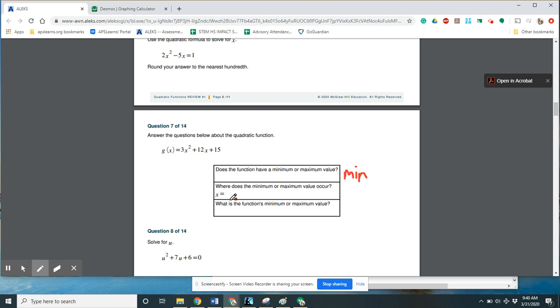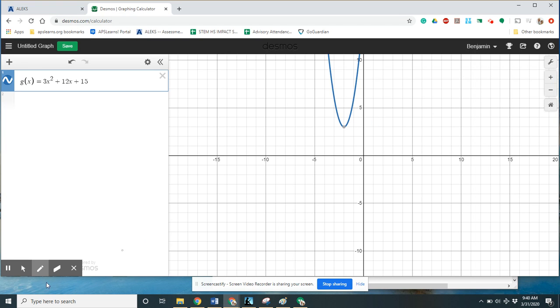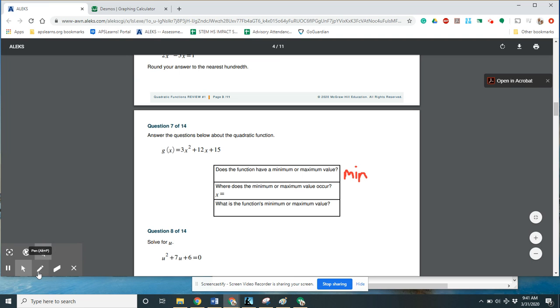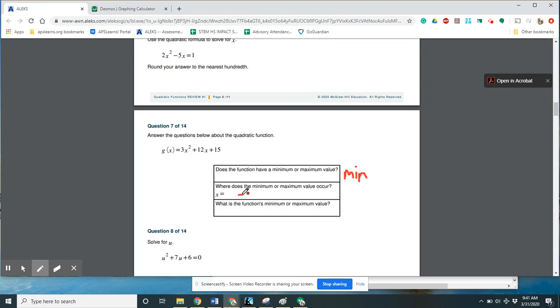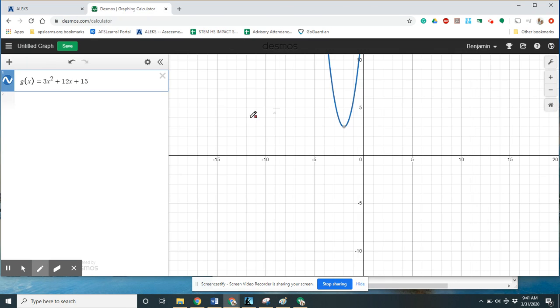And that says, what is the minimum? Where does the minimum or maximum value occur? The x value? Well, it occurs right here where the x value is -2 and the output is 3. So the x value is -2 and the function value is 3. Again, you get those numbers directly from this point right here, x value -2, y value of 3.